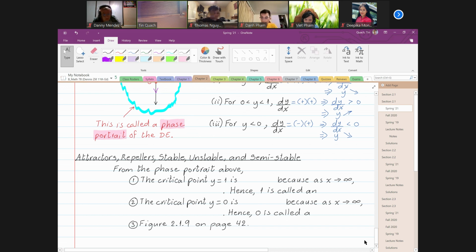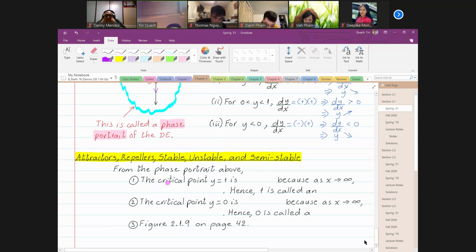So now we're going to study attractors, repellers, stable, unstable, and semi-stable. So what does it mean? We are talking about a critical point being called an attractor, being called a repeller, or being called stable, unstable, or semi-stable, okay? So let's read the definition.